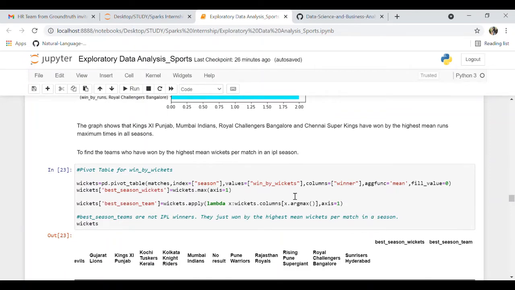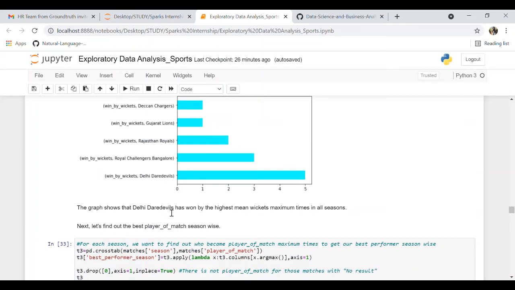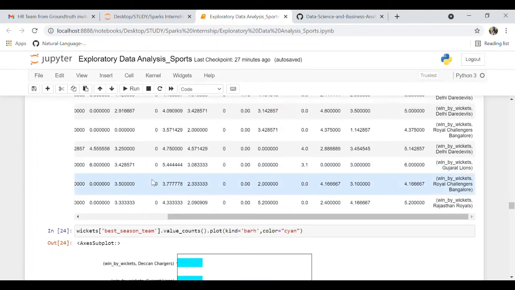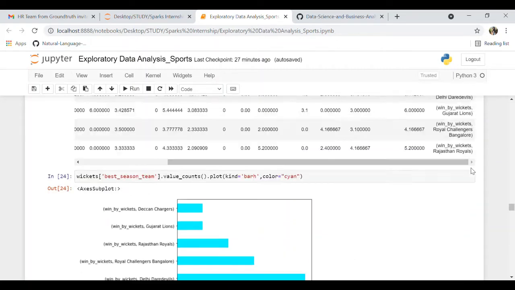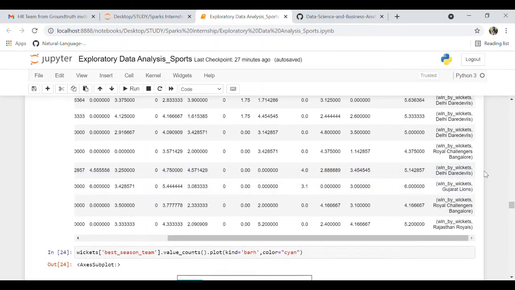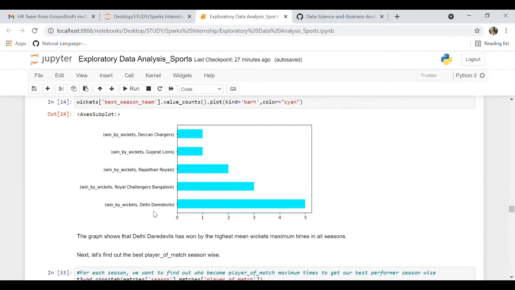Similarly, win by wickets. It will give you this. The Delhi Daredevils have won by the highest mean wickets, or win by wickets for them was the highest, or the number of times they have won with the maximum win by wickets is 5 times for Delhi Daredevils as compared to others.